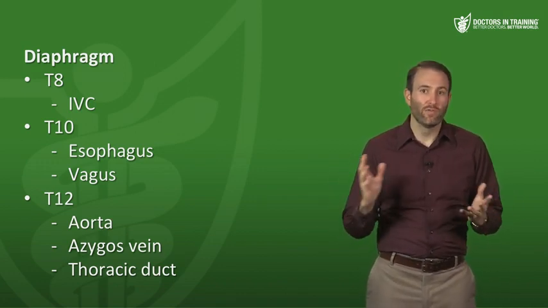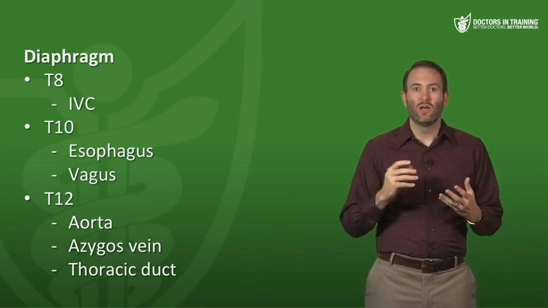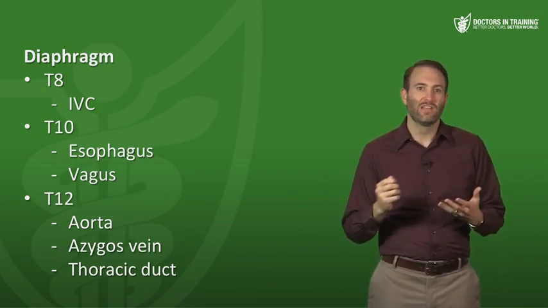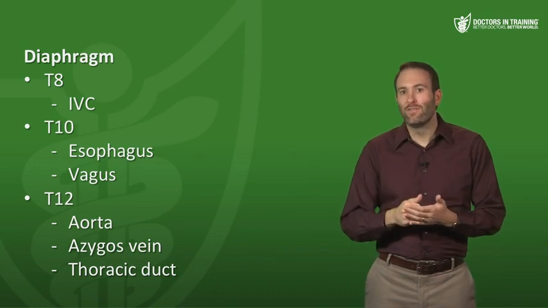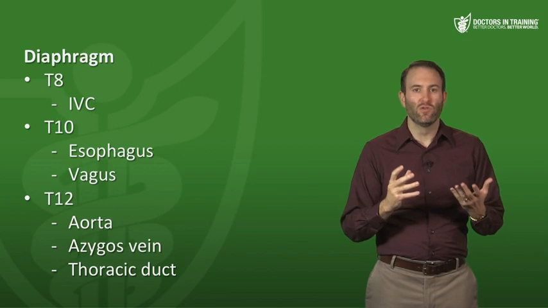So we got a couple mnemonics. The one mnemonic is at T12, you see red, white, and blue, and that's going to be red for aorta, white for thoracic duct, and blue for azygos vein. So that's one mnemonic to remember what goes through T12.